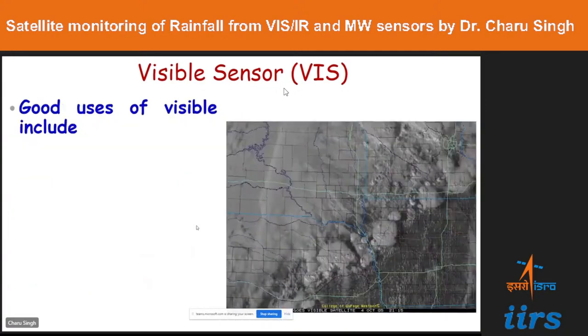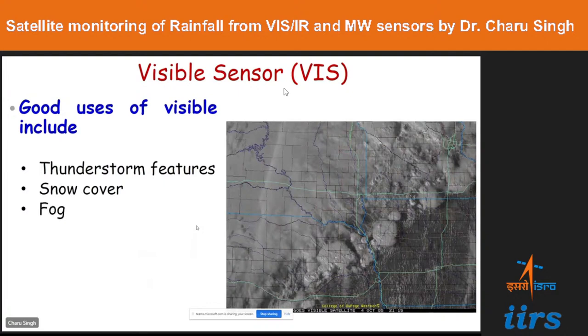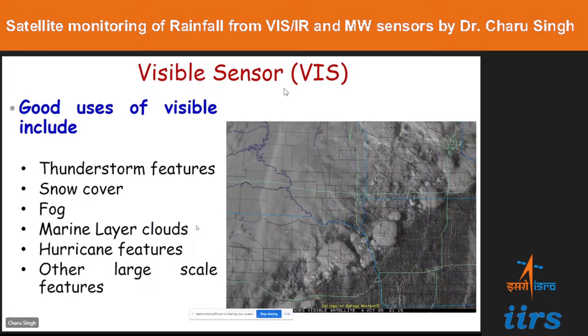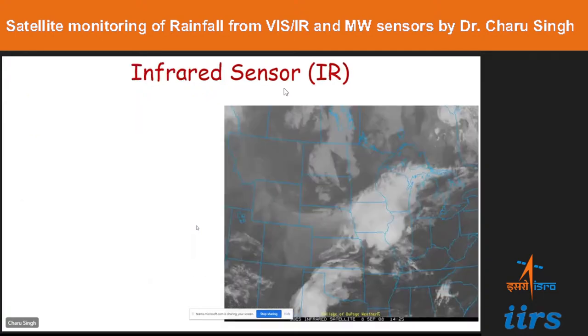Here are the good uses of the visible sensors, and that include thunderstorm features, snow cover, fog, marine layer clouds, hurricane features. Other large-scale features can be monitored using the visible sensors.